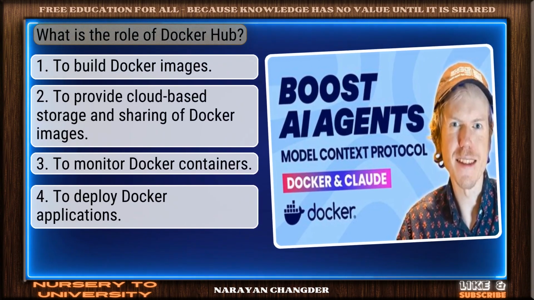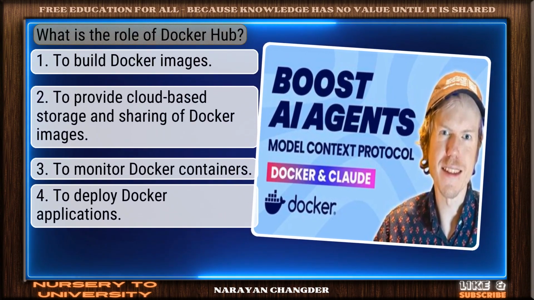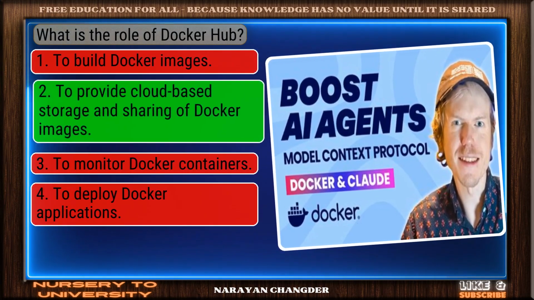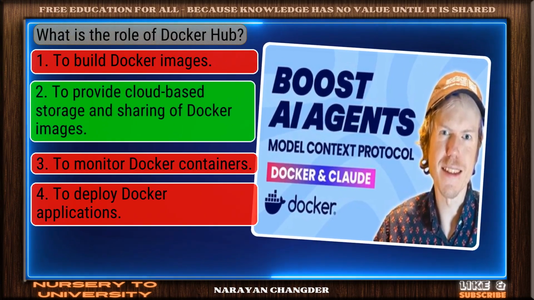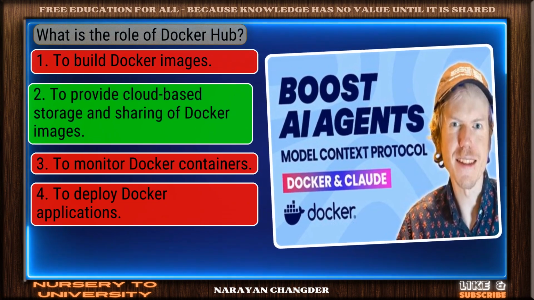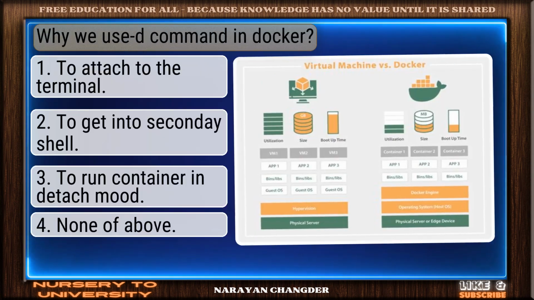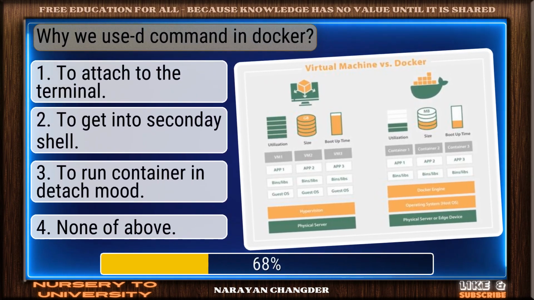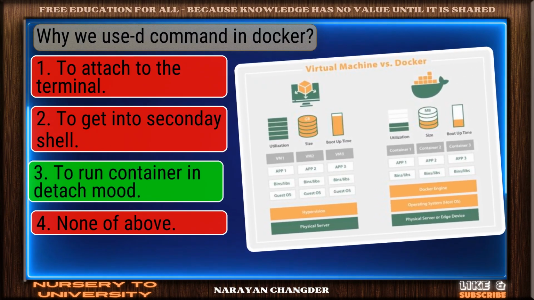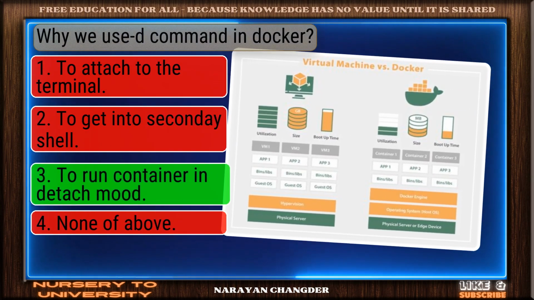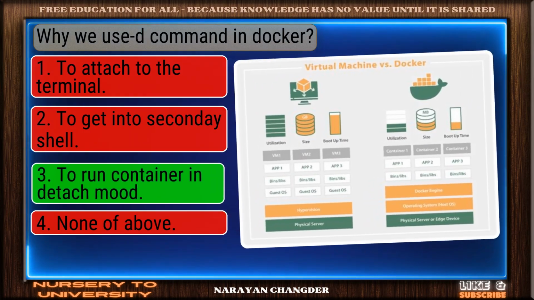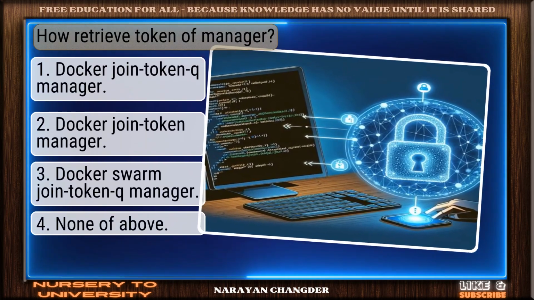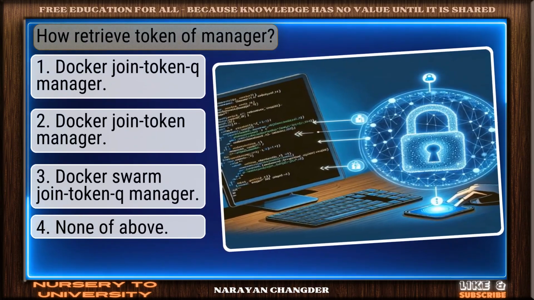Question number 37. What is the role of Docker Hub? Bravo. To provide cloud-based storage and sharing of Docker images is the answer. Question number 38. Why do we use the -d command in Docker? Right choice. To run a container in detach mode is the best answer. Question number 39. How to retrieve the token of a manager?